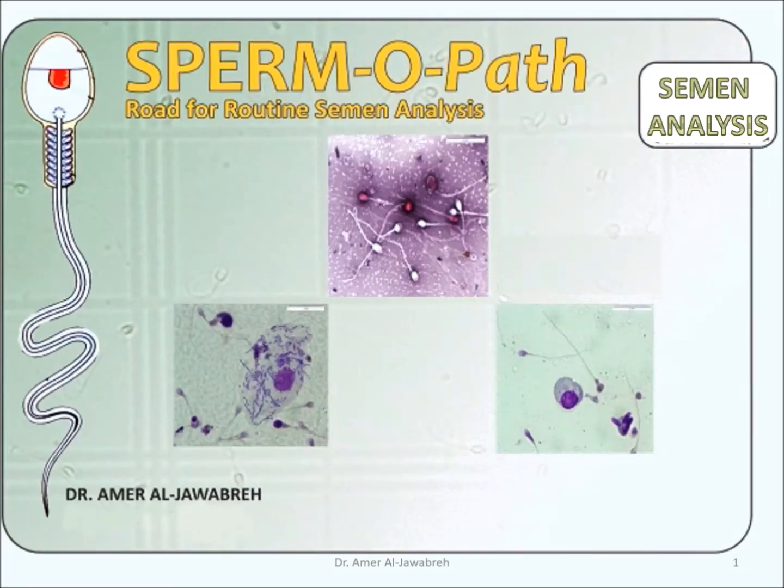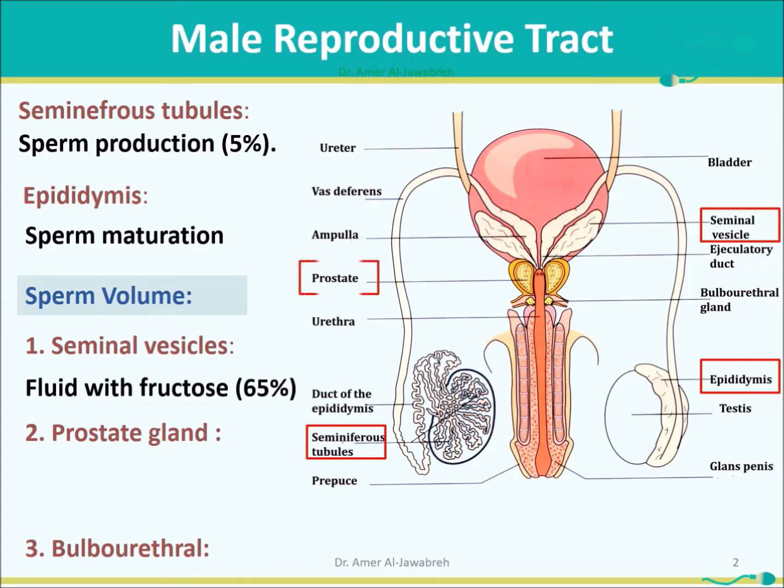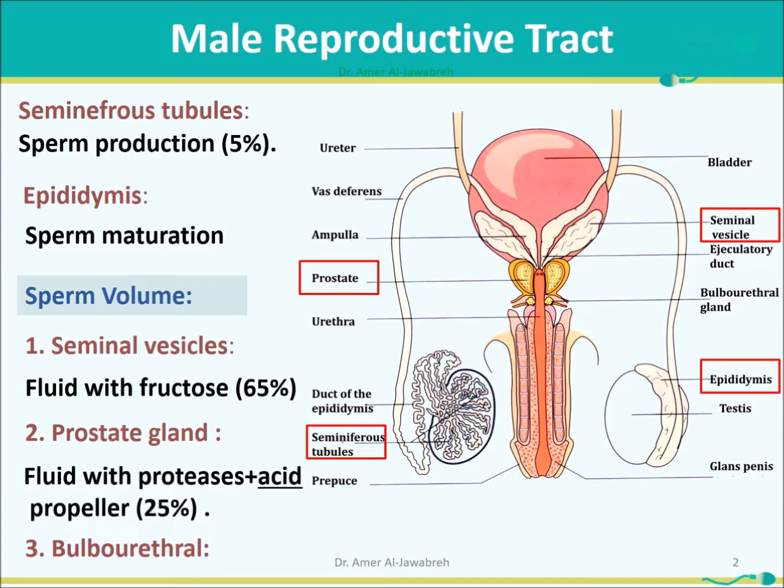Routine semen analysis. Male reproductive tract. Seminiferous tubules: sperm production, 5%. Epididymis: sperm maturation. Seminal vesicles: fluid with fructose, 65%. Prostate gland: fluid with proteases and acid.